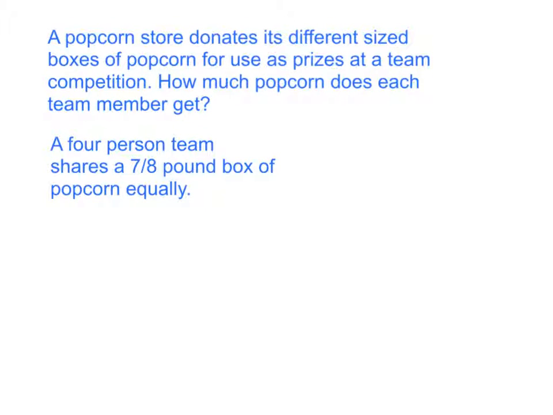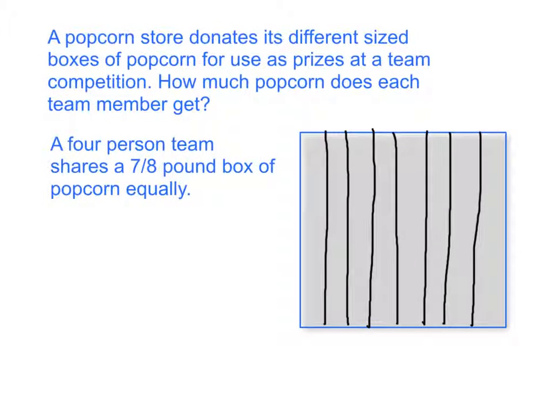Let's look at one last example. A popcorn store donates its different sized boxes of popcorn for use as prizes at a team competition. How much popcorn does each team member get? A 4-person team shares a 7/8 pound box of popcorn equally. So I've made a box and I broke them up into eighths. The box of popcorn will now be broken up among 4 players. So I'm going to break this now into fourths.